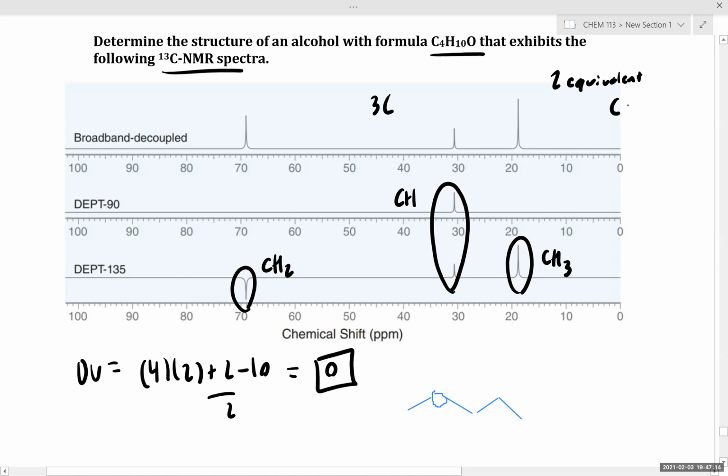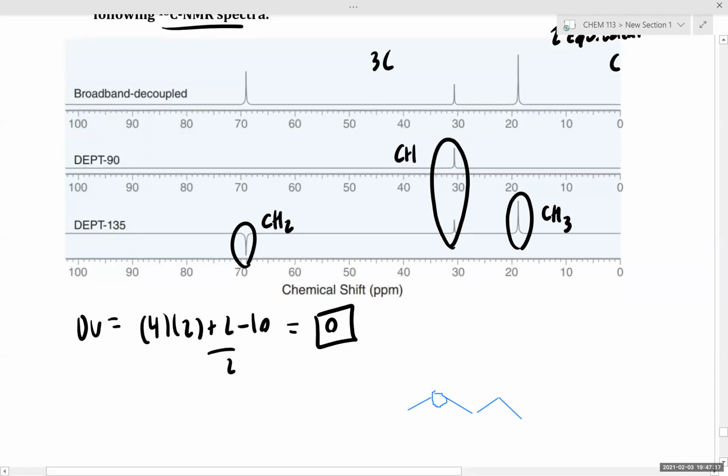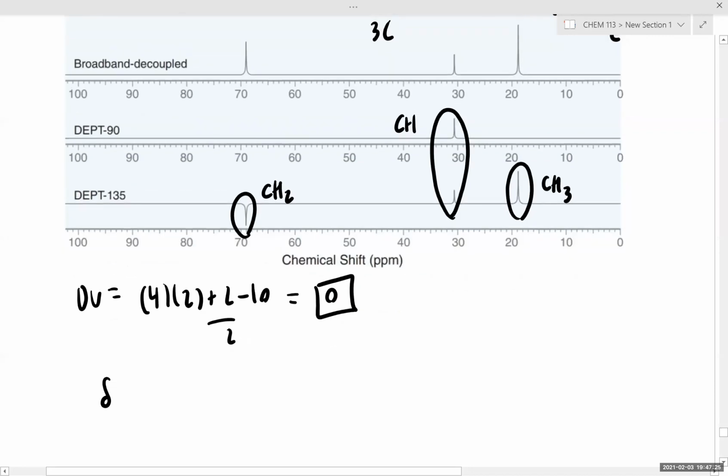Okay, so with that information, let's try to assign using the chemical shift now. Looking at the chemical shift for this CH2 group, what is the chemical shift when we look at the spectra and read off the value for this peak? 69. Sure. Okay, so then what functionality is attached to our carbon to lead to that chemical shift value, given that we know that there's an alcohol in our molecule?